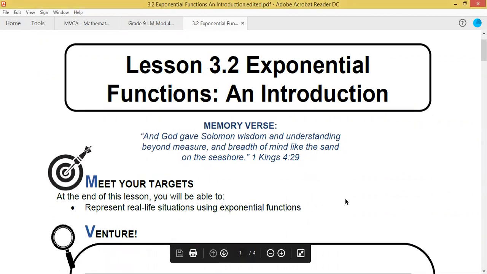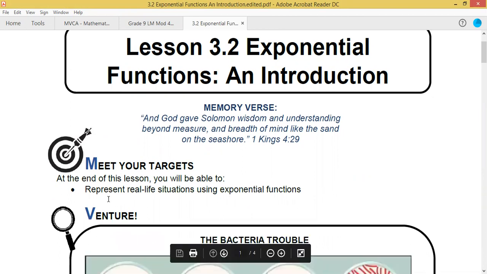It says, "And God gives Solomon wisdom and understanding beyond measure, and breadth of mind like the sand of the seashore." At the end of this lesson, we will be able to represent real-life situations using exponential function.